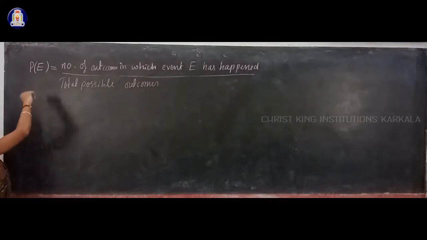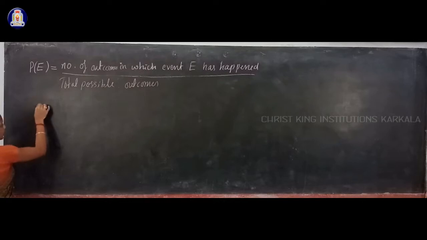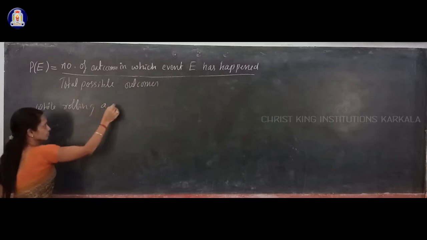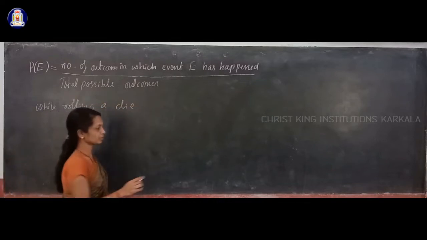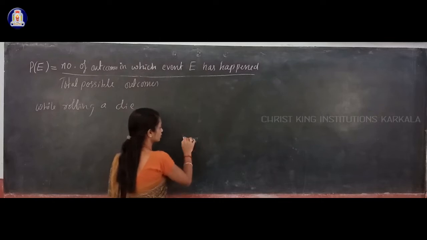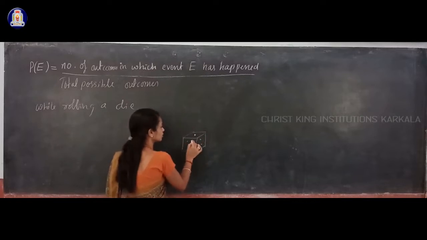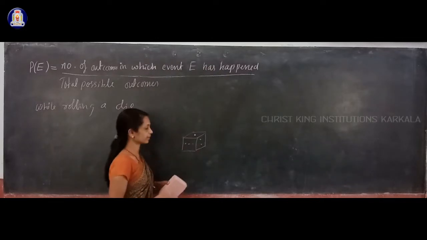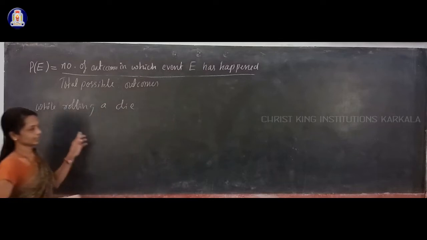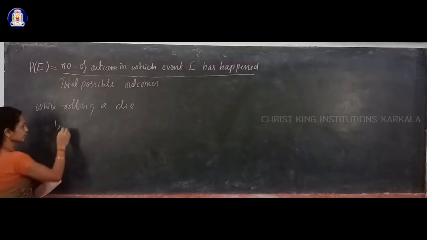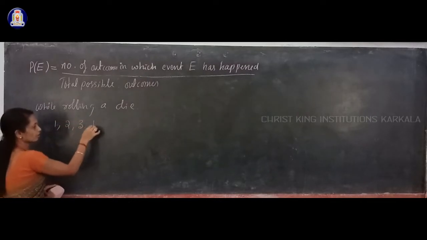This is another example under this formula. While rolling a die, die means you know, like this you are using to play Ludo, no? In that you have dots, 1 dot, 2 dots, 3 dots, like this. So in the other 3 faces, 4, 5, 6, like that. Okay, so if you roll a die, then you may get a number 1 on the top face of a die, or 2 or 3 or 4 or 5 or 6.